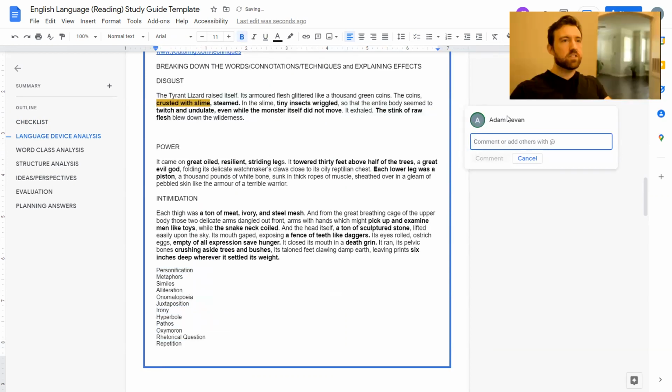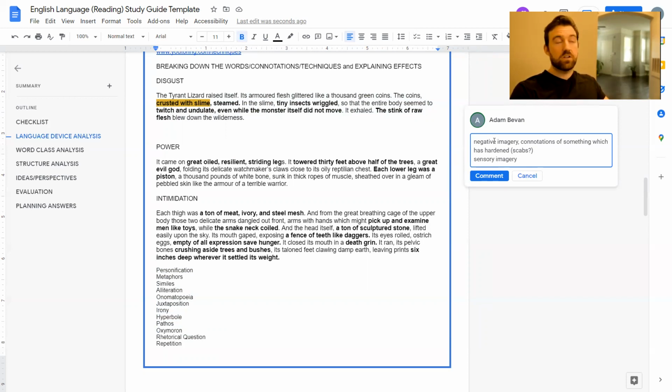But "crusted with slime" certainly links to very negative imagery. The word "crusted" has connotations of something which has hardened and maybe been wounded. It almost reminds me of scabs. And then when you add on top of that the slime and the steamed, we're now talking about sensory imagery. That's a really good thing for you to be looking out for.